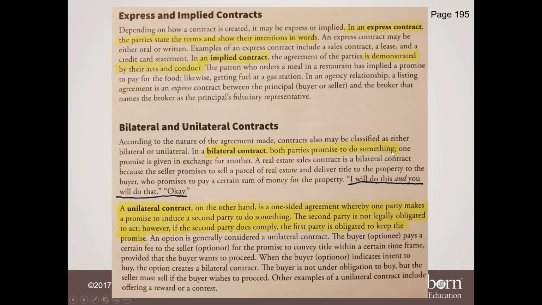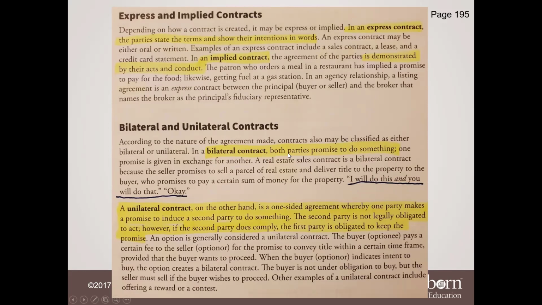Bilateral contract, both parties promise to do something. Here's the litmus test to make sure something is a bilateral contract, so just underline that. I will do this and you will do that. That shows that both parties are required to do something, so therefore it would be a bilateral contract.